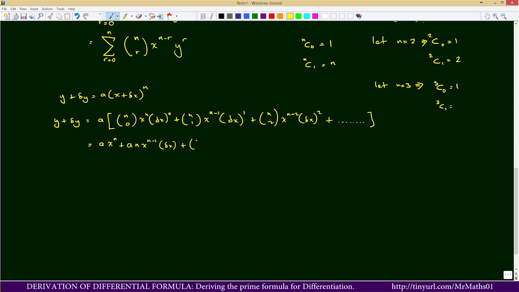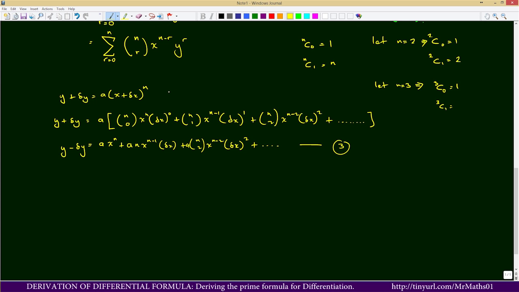Next term is n choose 2. I'm not going to be bothered writing the value. I'm just writing down the general representation, x to the power n minus 2 and delta x. Oh, I forgot a here. Delta x squared plus everything else. Okay, this is y plus delta y, and I'm going to name this as equation 3.